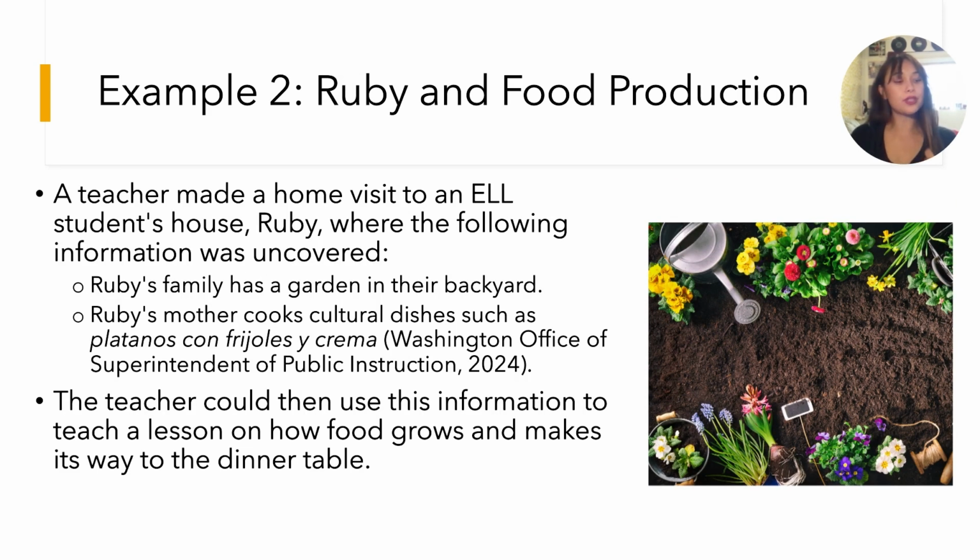So example 2, this is going to be from the article Funds of Knowledge Toolkit. This is where a teacher did a home visit for an English language learner student named Ruby, and the following information was uncovered. Ruby's family has a garden in their backyard, and Ruby's mother cooks cultural dishes such as plátanos con frijoles y crema. So using this information, the teacher could teach a lesson on how food grows and makes its way to the dinner table. And this would be relevant to Ruby given her family's background in gardening and cooking.